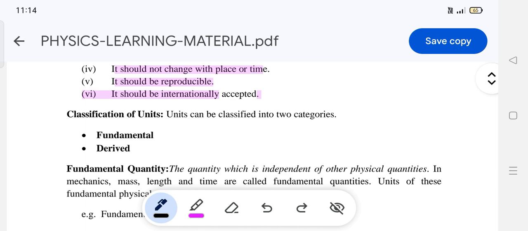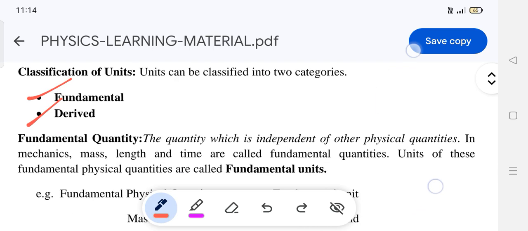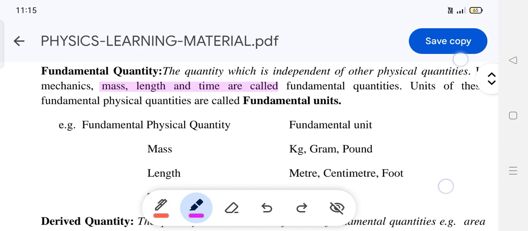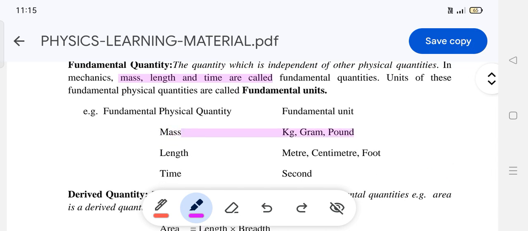Classification of units. Already I told that there are two classifications, fundamental and derived. Firstly, what are fundamental physical quantities? The quantities which are independent of other physical quantities, in mechanics mass, length, and time, are called fundamental physical quantities. Units of these fundamental physical quantities are known as fundamental units. For example, this is mass. We have 7 fundamental physical quantities. Few of them are mass, length, time.